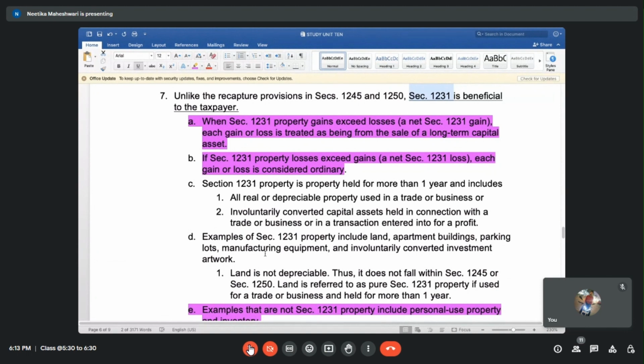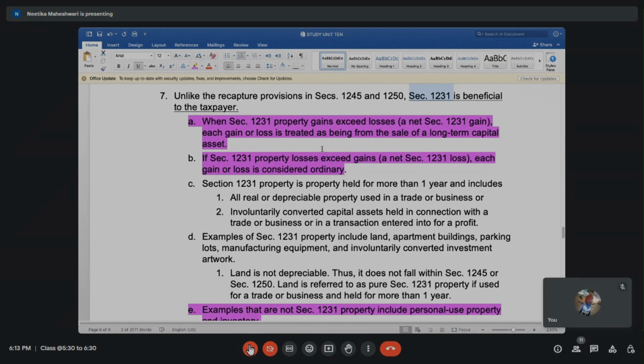Okay, so we'll stop here now, and tomorrow we'll continue with section 1231.